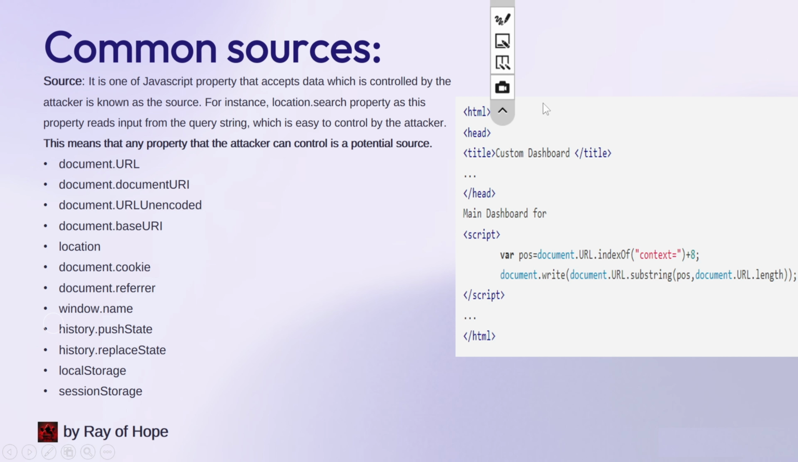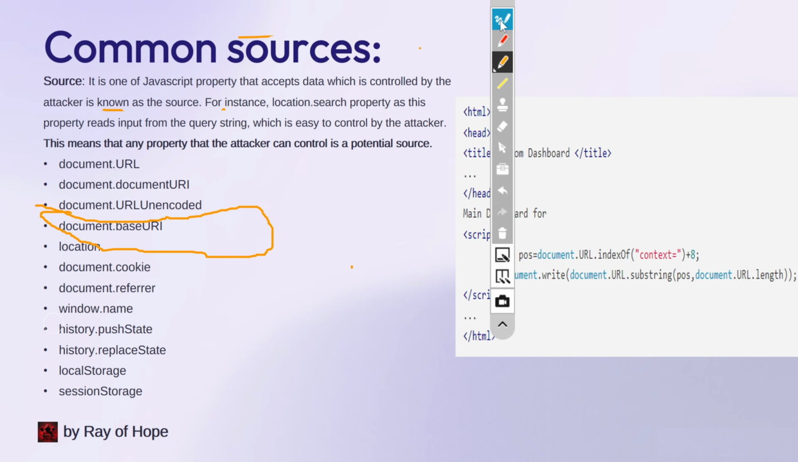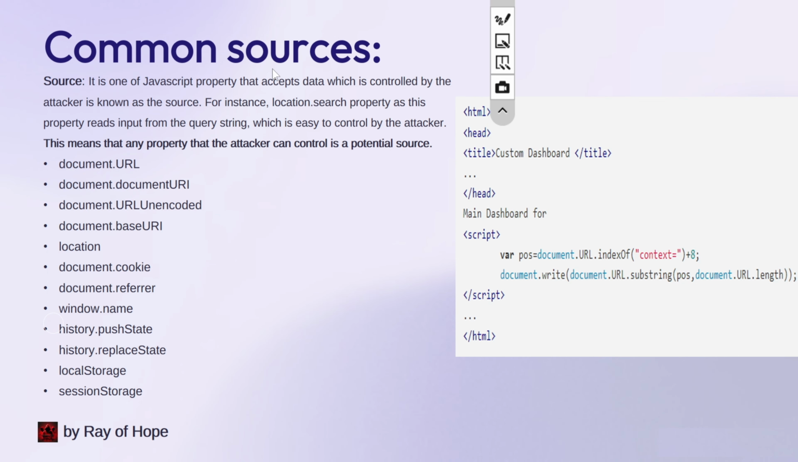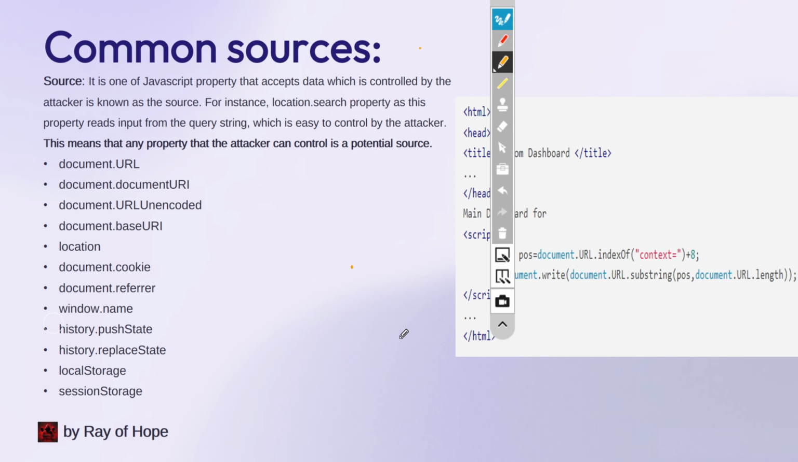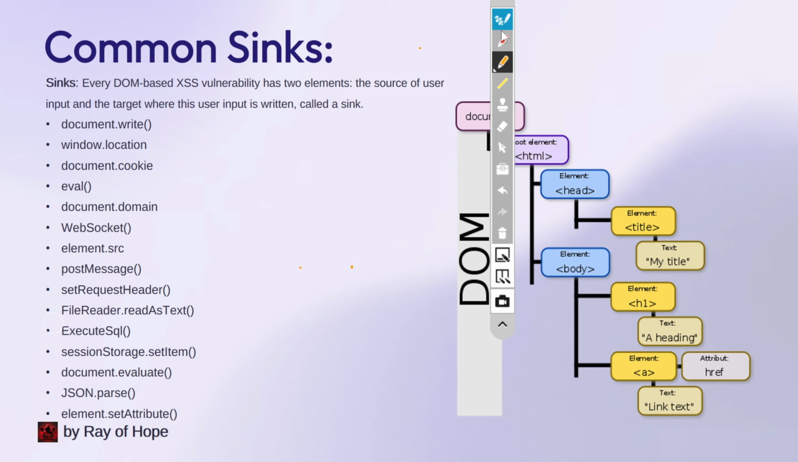Understand this. When we talk about common sources, a source is a JavaScript property that accepts data which is controlled by the attacker. But before we talk about sources, we need to talk about what is sink. Every DOM-based XSS vulnerability has two elements: the source of the user input, and the target where this user input is stored or written.